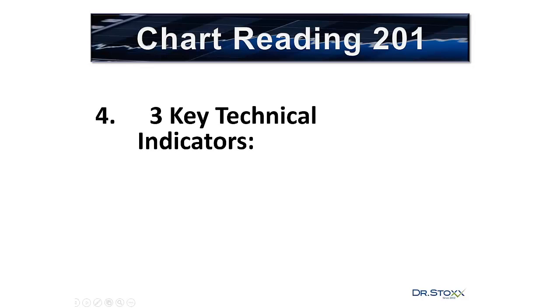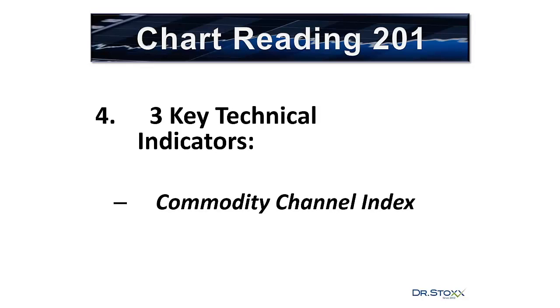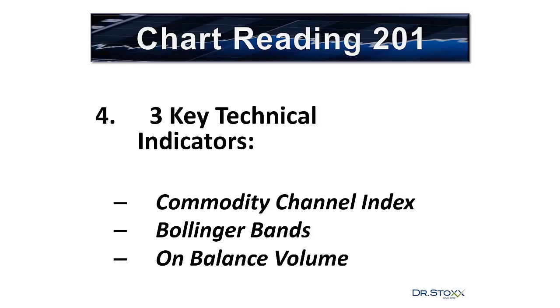Section number 4, 3 key technical indicators. We're going to look at the Commodity Channel Index, or CCI. We will be looking at the overlay Bollinger Bands. And finally, we'll also talk about on-balance volume, or OBV.